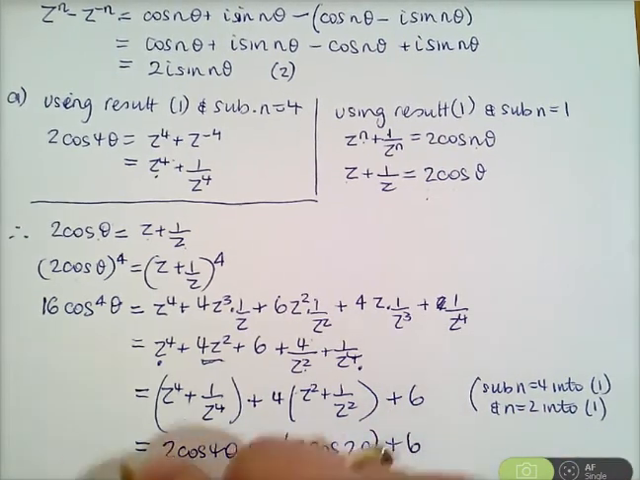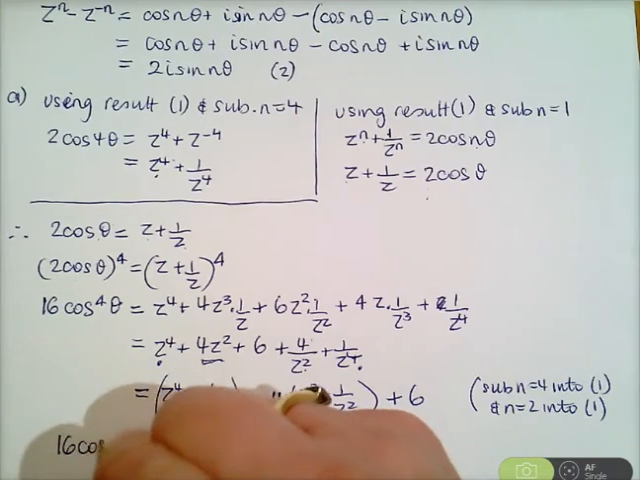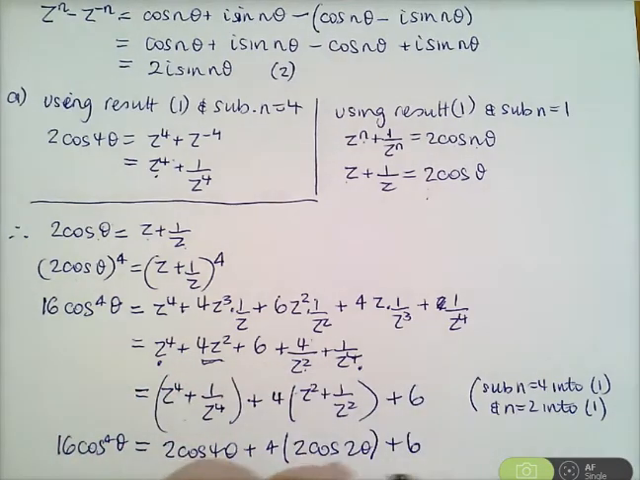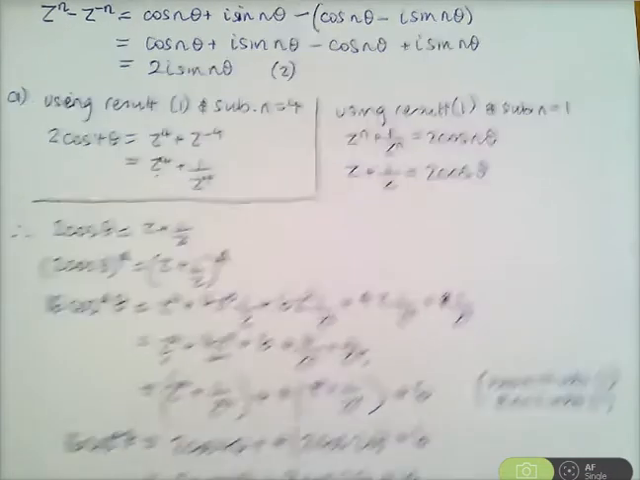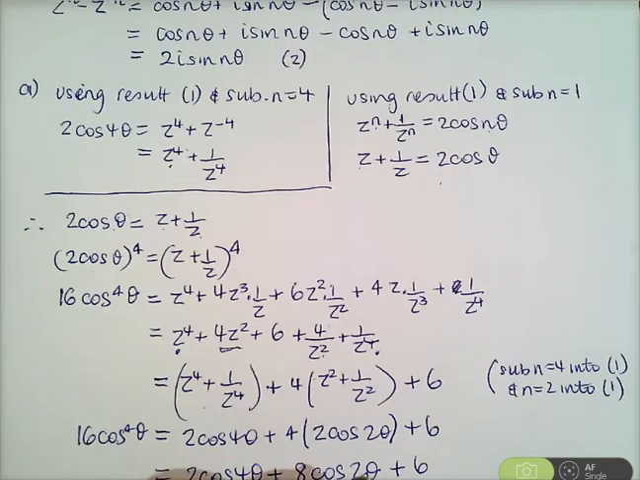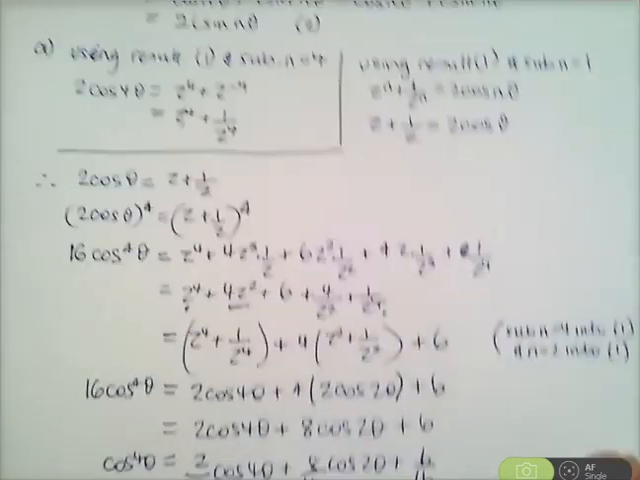Now we can therefore say that 16 cos to the power of 4 theta is 2 cos 4 theta plus 8 cos 2 theta plus 6. Now dividing through by 16, cos to the power of 4 theta is 2 over 16 cos 4 theta plus 8 over 16 cos 2 theta plus 6 over 16.